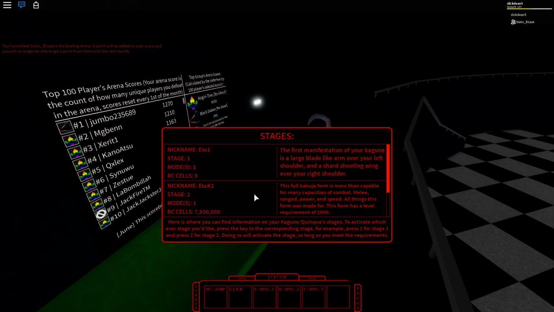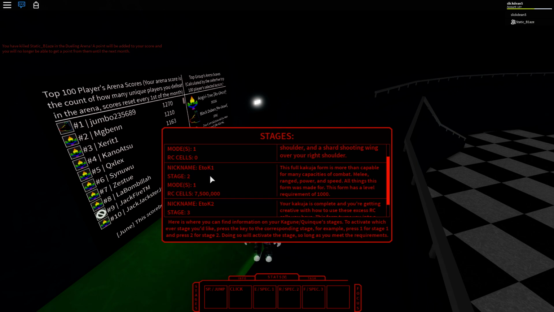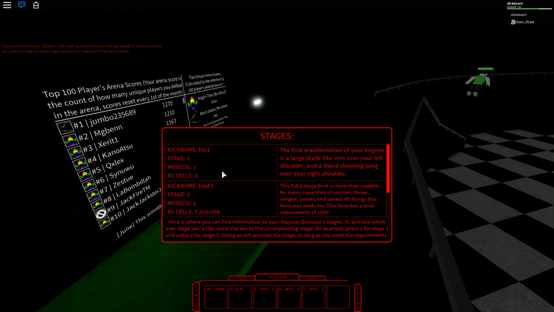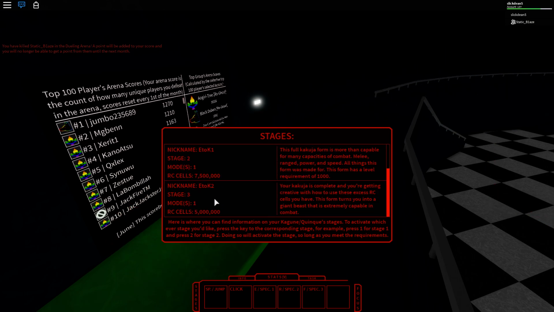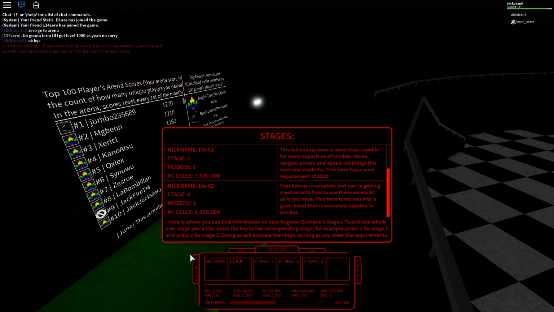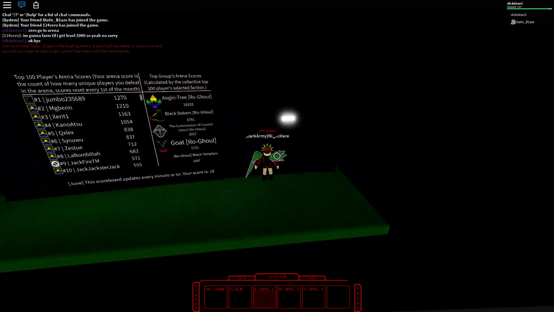Stages for it. Eto is one. RC cell zero, stage one. That's all you need. Eto K1, which I believe is the standing one with two giant legs. I can't record my other monitor. And then an Eto K2, which is only 5mm, and then the Eto K1 is 7mm, 7.5mm. It's in order, like, it's not a lot. It really isn't, dude. It is not much. Okay, and then Eto K1 is just the normal Eto, the full stage.